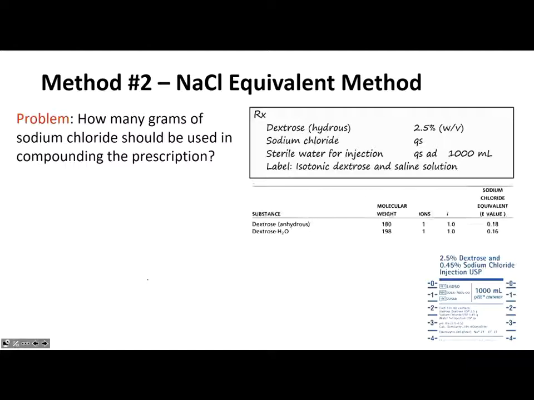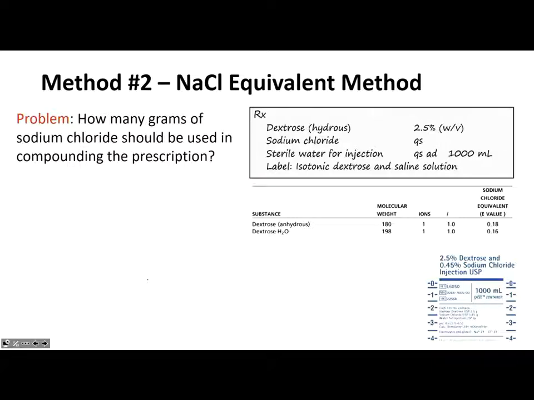So let's do it. We started the same way. Again, while in the freezing point depression method, you needed to know the delta TF. To do the sodium chloride equivalent method, what do you need to know? The E value. So again, you go to your textbook and look up the E value for your products, all right? So in this case, the only E value we really need is for dextrose.